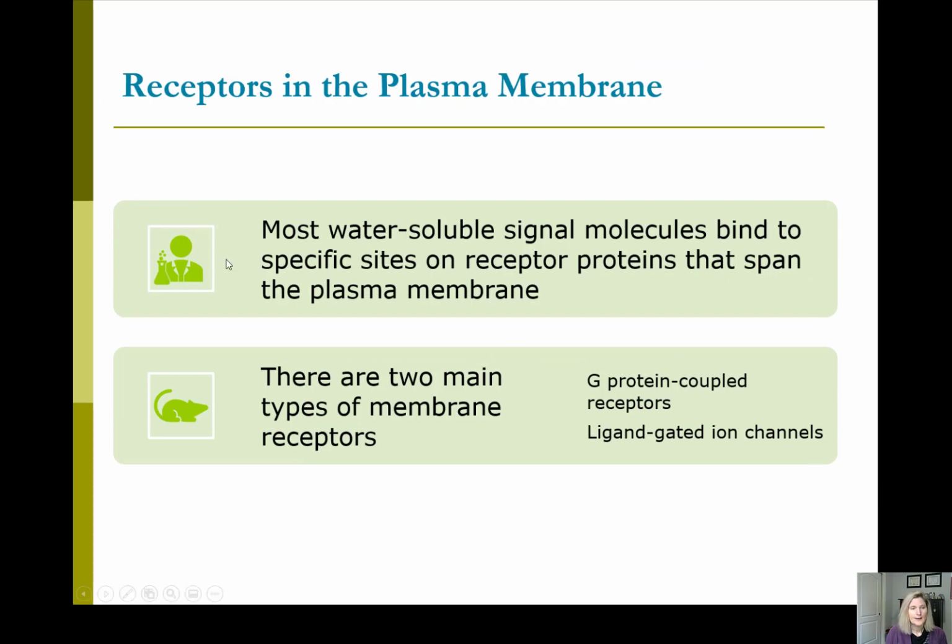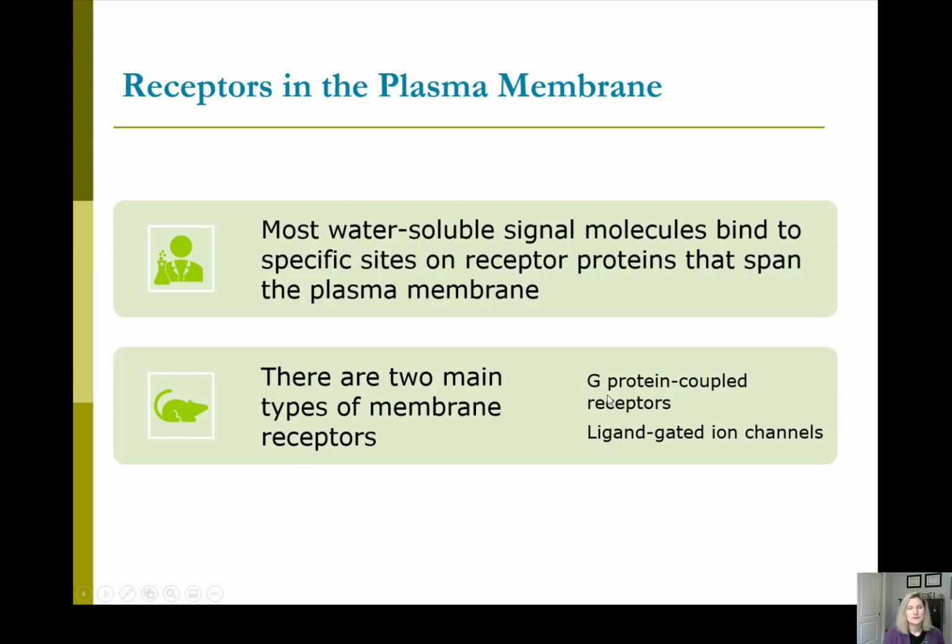So let's take a closer look at those receptor sites. So receptors in the plasma membrane, most of them are going to be water-soluble signal molecules that bind to that specific protein. That makes sense because outside the cell, it's going to be that extracellular matrix, which is basically a bunch of water with substances inside. And so the ligand, the signal molecule, will be basically water soluble, and it's going to bind to the receptor protein. And then we're going to talk about two specific types of membrane receptors.